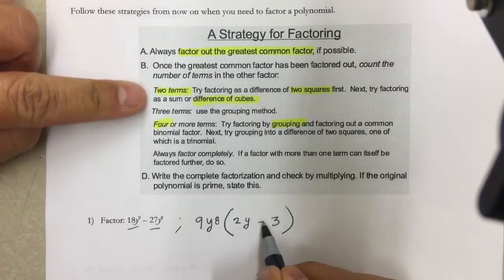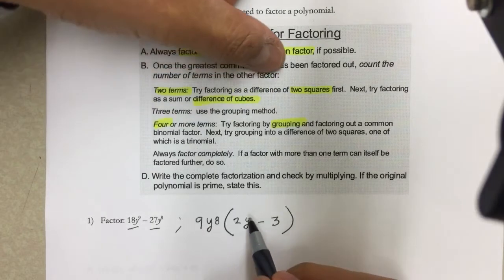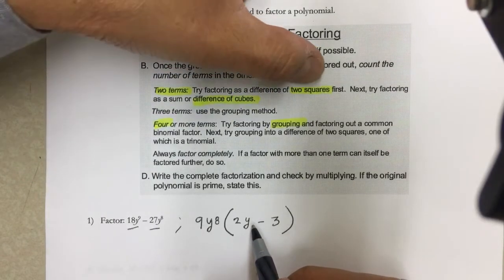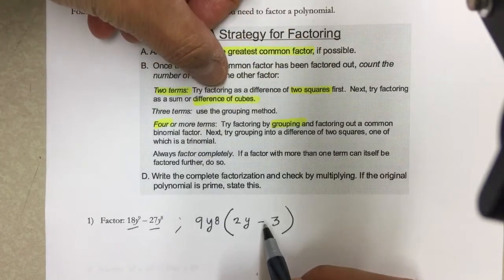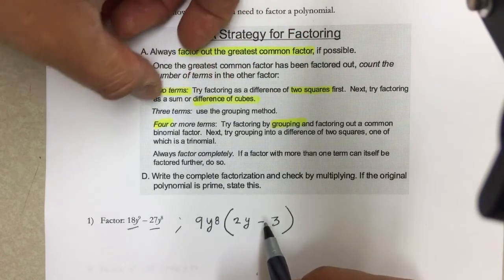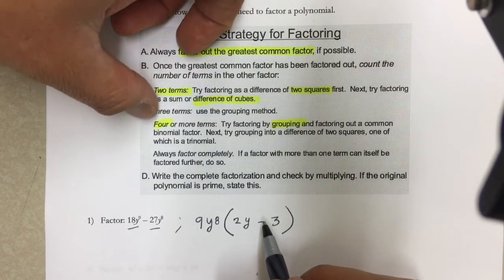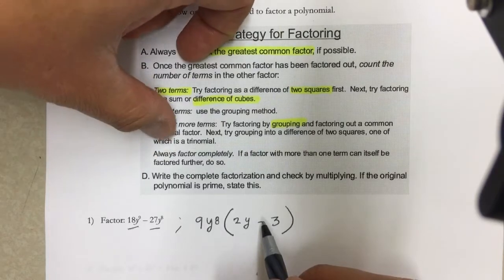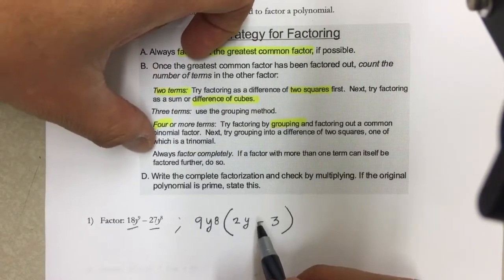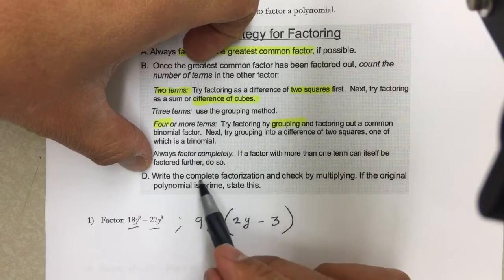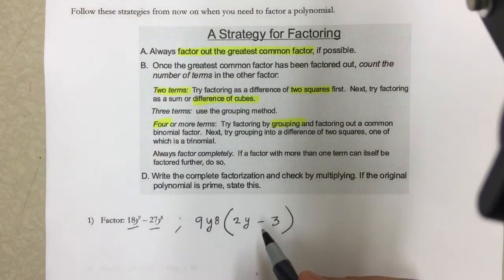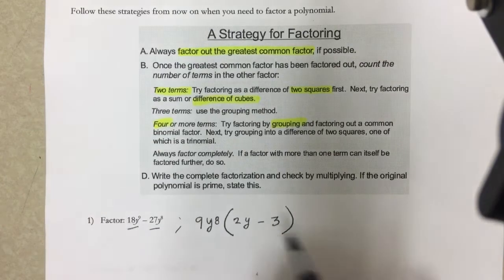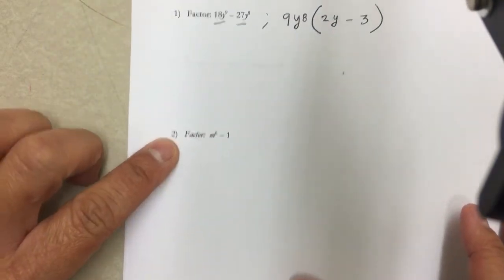I'm left with 2 terms inside. And so I check, are they differences of squares? They're not. Nor cubes. So they're none of the above, so I don't need to look at these sub terms right here. I just jump directly to D, write the complete factorization and check by multiplying. So that's the best I can do. I'm done. Technically, I'm done. Number 2.